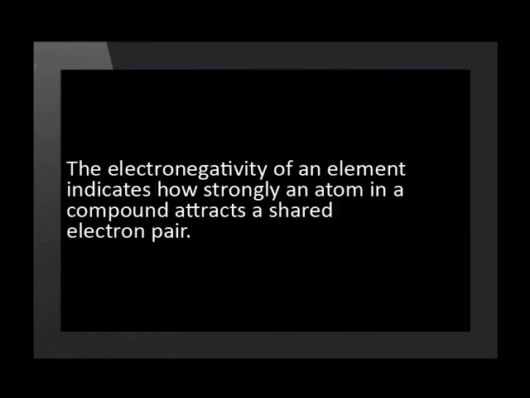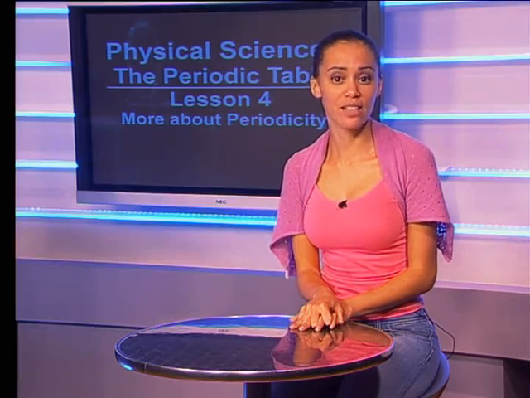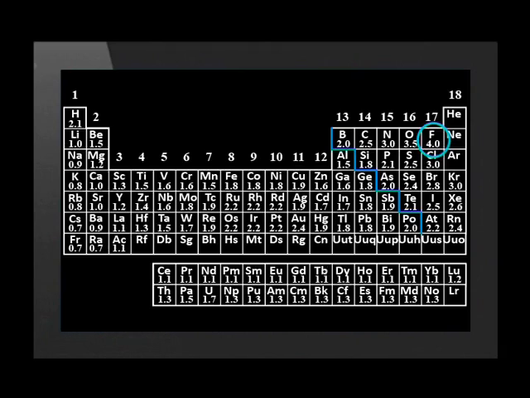The electronegativity of an element indicates how strongly an atom in a compound attracts a shared electron pair. The Pauling scale is one measure of electronegativity. On this scale, fluorine, the most electronegative element, is assigned an electronegativity of 4. And francium, which is the least electronegative, has an electronegativity number of 0,7.